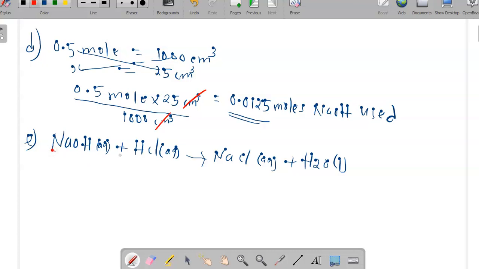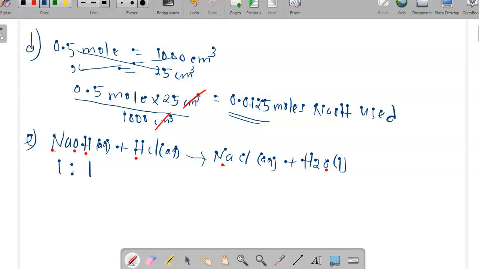Sodium here 1, sodium here 1, balance. Hydrogen here 1 plus 1, so on the reactant side we have 2 hydrogen. Here we have 2 hydrogen, balance. Oxygen here 1, oxygen here 1, balance. So both sides are balanced. The mole ratio of sodium hydroxide to hydrochloric acid is 1 to 1.